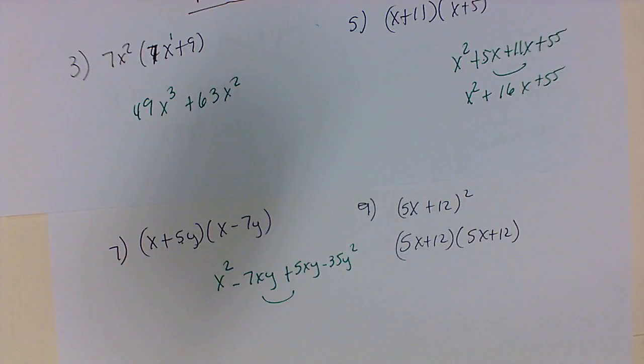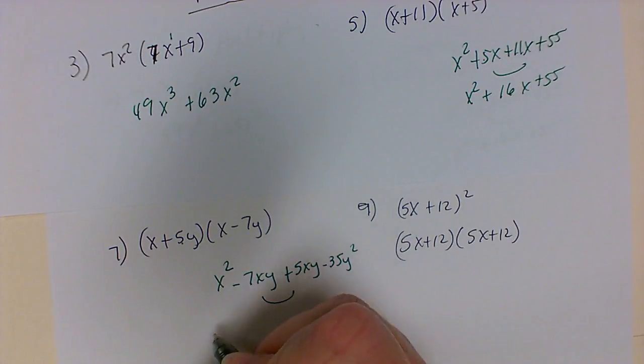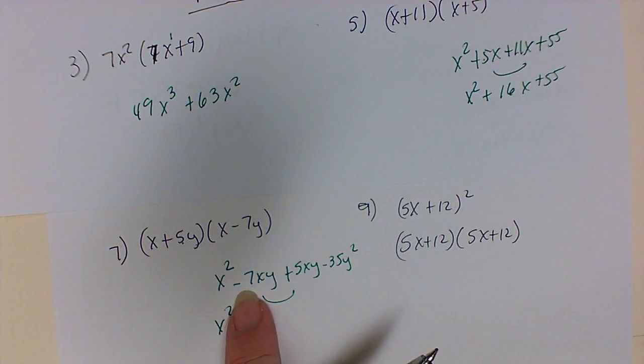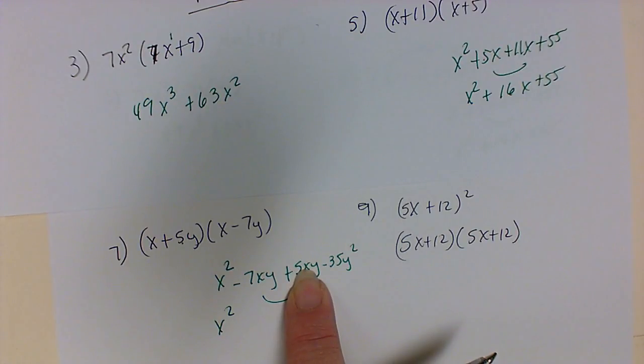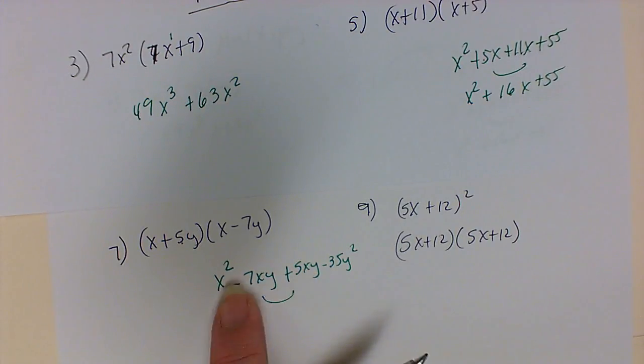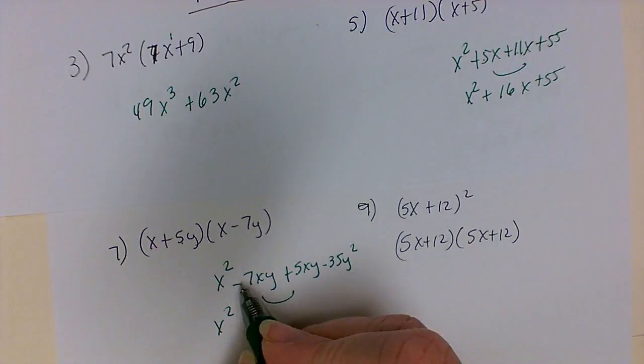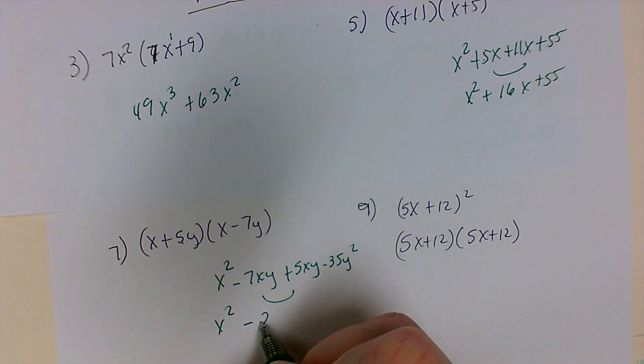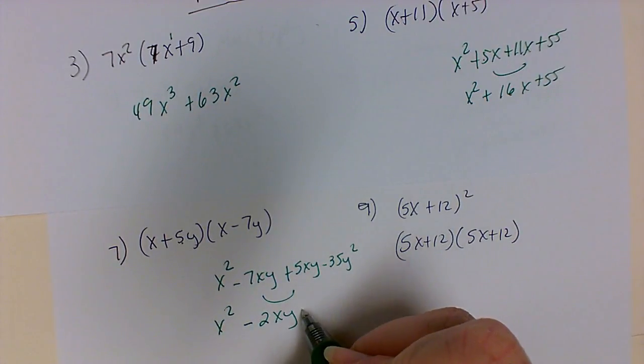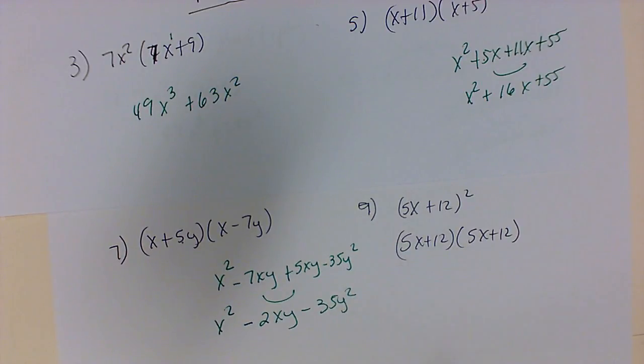Again, these are similar terms, so we're going to add them. So we'll get x squared, negative 7 plus 5, they're different signs. We're going to subtract and keep the sign of the bigger, so 7 minus 5 is 2. Keeping the sign of the bigger will be minus 2xy, and then minus 35y squared.